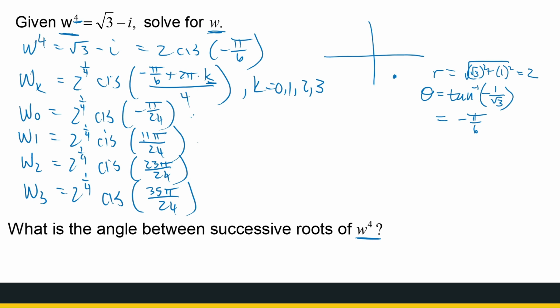If I just look at the difference between W1 and W0, 11 minus 1 gives me 12 pi over 24, so that's pi over 2. Same for all the other differences, it gives me pi over 2. Another way to calculate it, if you don't want to subtract, and this is also a way to check if you're correct, this is to the power 4, so successive roots will be a full circle divided by how many there are, and that is pi over 2.